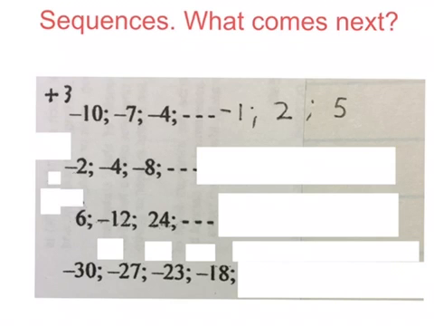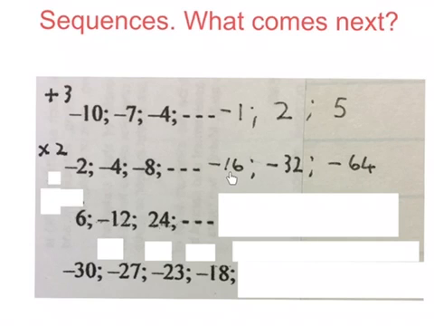The next one, we have a minus 2, minus 4, minus 8. Here we times by a plus 2 right through. So plus 2 times minus 2 is minus 4. Minus 4 times plus 2 is minus 8. Minus 8 times plus 2 is minus 16, and so on.